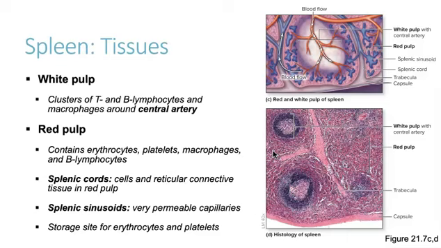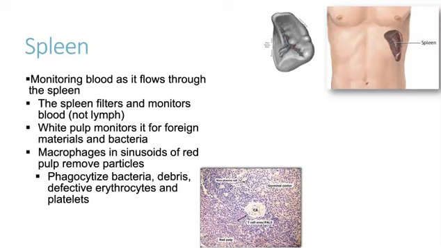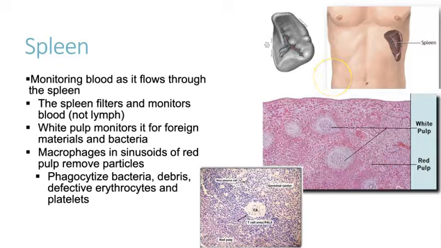Now within this area, we are going to see some splenic cords, where we have our cells and reticular connective tissue, and it surrounds a splenic sinusoid. This is going to be very permeable to capillaries, so we're able to shift the blood, and our red pulp itself is going to be a storage site for those red blood cells and platelets. So the reason we have our spleen is to really monitor the flow of blood, and we're going to be able to filter it, although it's not going to create any lymph like we saw within our lymph nodes.